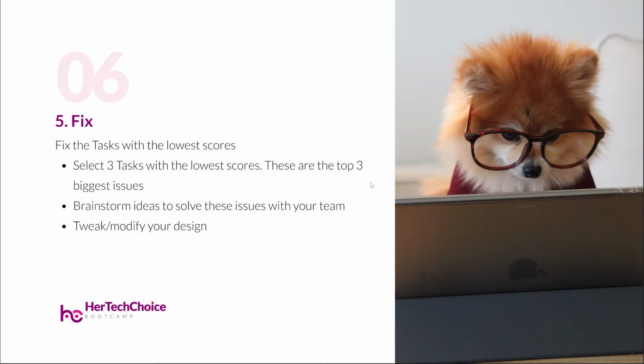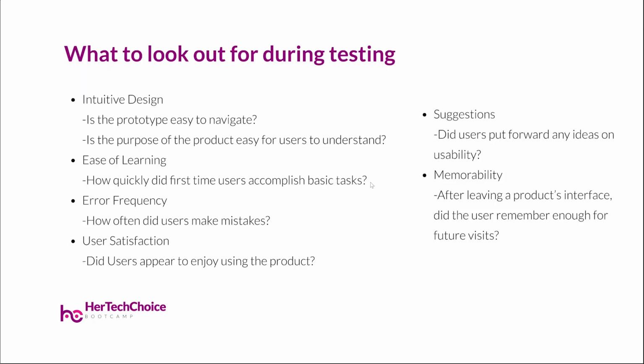All right, so that is actually the end of the usability tests, and now I would just want to tell you what to look out for during testing, and we'll wrap it up. We'll call it a day. So what do you need to look out for during testing? You need to look out for intuitive designs. Is the prototype easy to navigate, or is the purpose of the product easy for users to understand?